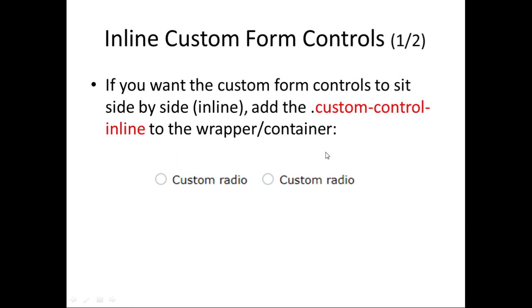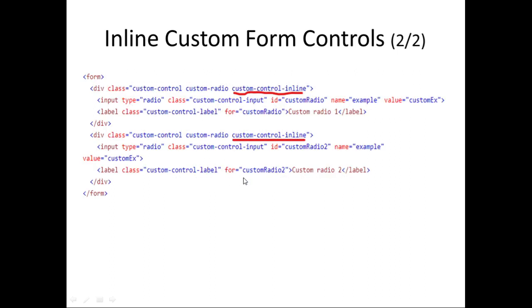Inline custom form controls. If you want the custom form controls to sit side by side, inline, add custom-control-inline to the wrapper, to the div or the container. As an example here, we have two radio buttons inline. We can also do that with a checkbox or with a switch, but in this example, we use a radio button. So here we have our division and another container, custom-control, custom-radio, but we also added custom-control-inline.